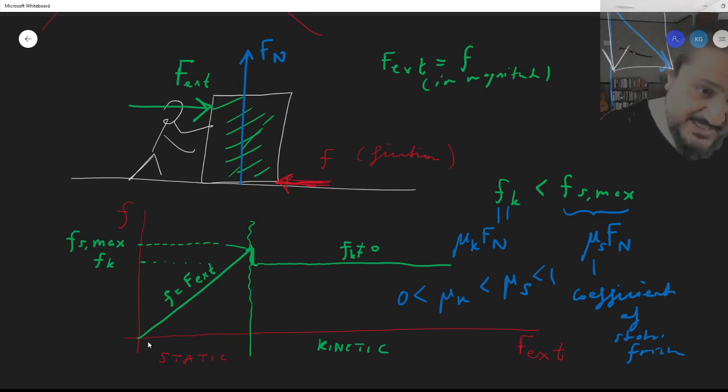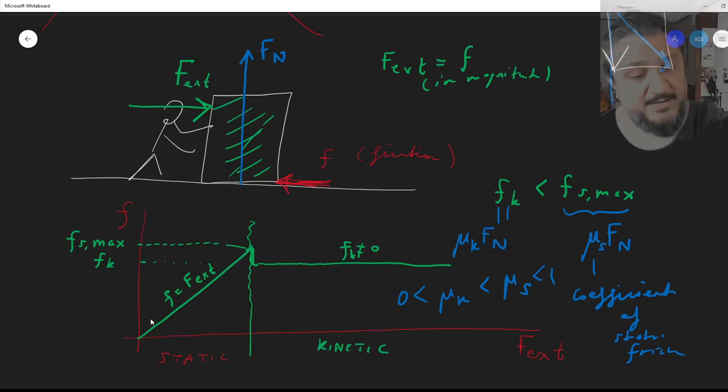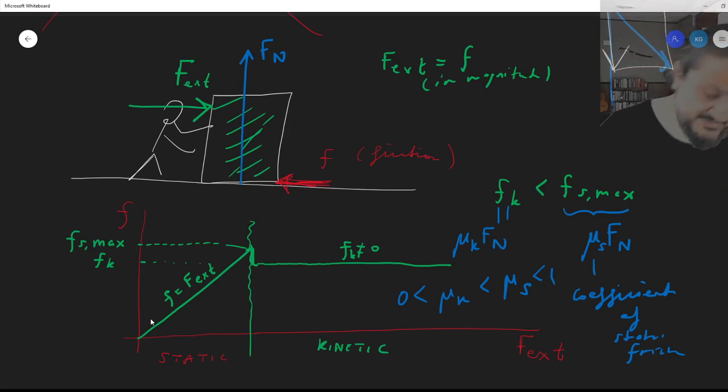And as you can see, the static friction force also changes. It depends on what force you're exerting. A very important point, okay? The static friction is not constant. It depends on the external forces. So this finishes our discussion for this chapter. A very important chapter.